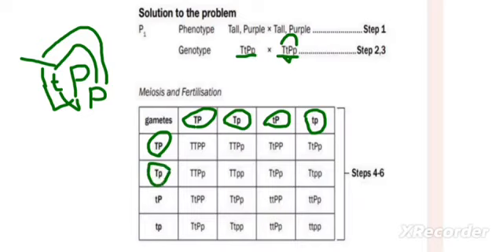Now we're done with the first T. We've combined it with the 2 P's. Now we're combining the small t with all the P's. We first combine it with the big P. We get small t and a big P. And then let's combine it again with the small p. We're going to get small t and a small p. So those are the gametes of the second parent.